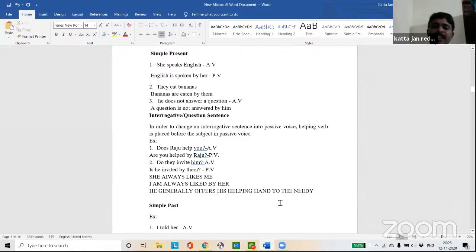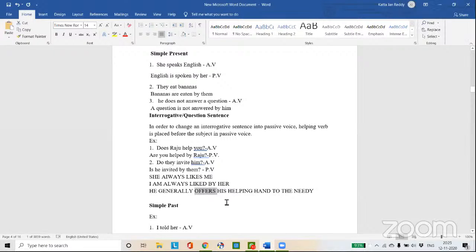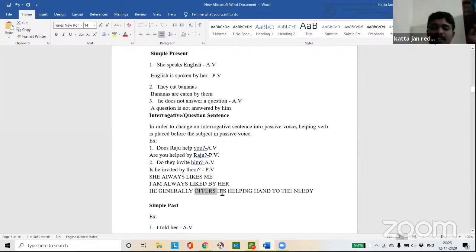Let me tell you, analyzing this. Let me tell you, separating the parts of the sentence. First of all, what are the 6 steps we have come to know? The first step is to identify subject, verb, object. What is the verb? Offers. And what is the object here? Because this sentence is somewhat lengthy compared to these examples. Now, if you are unable to recognize an object, then you need to question what or whom. He generally offers what?